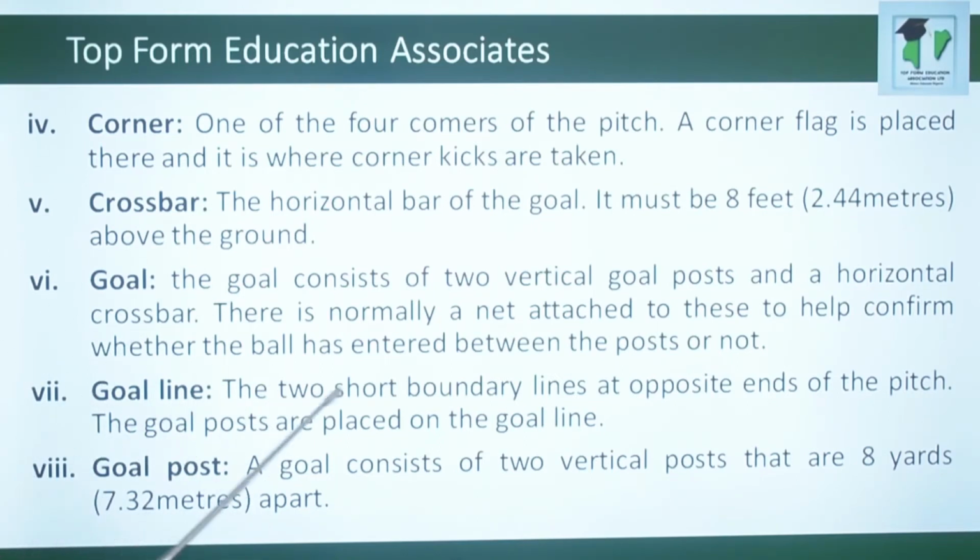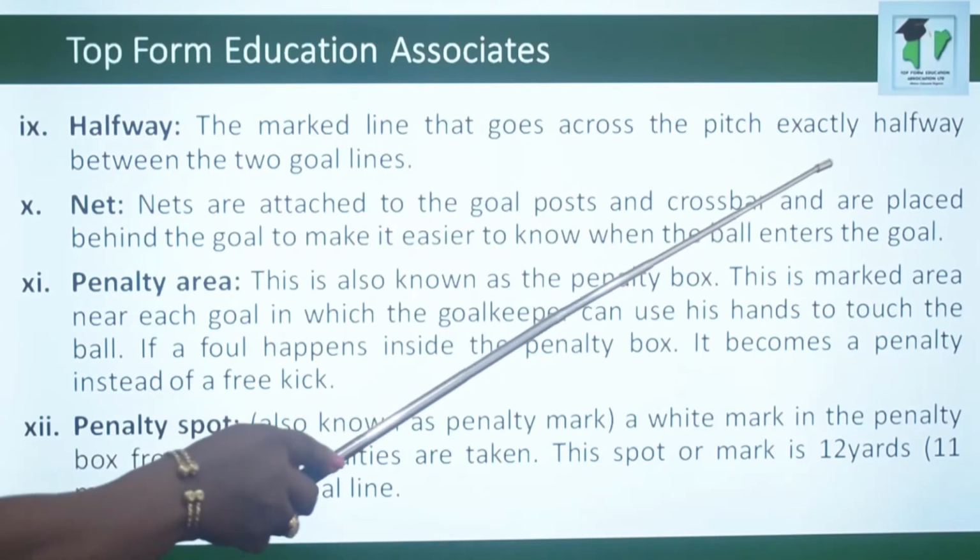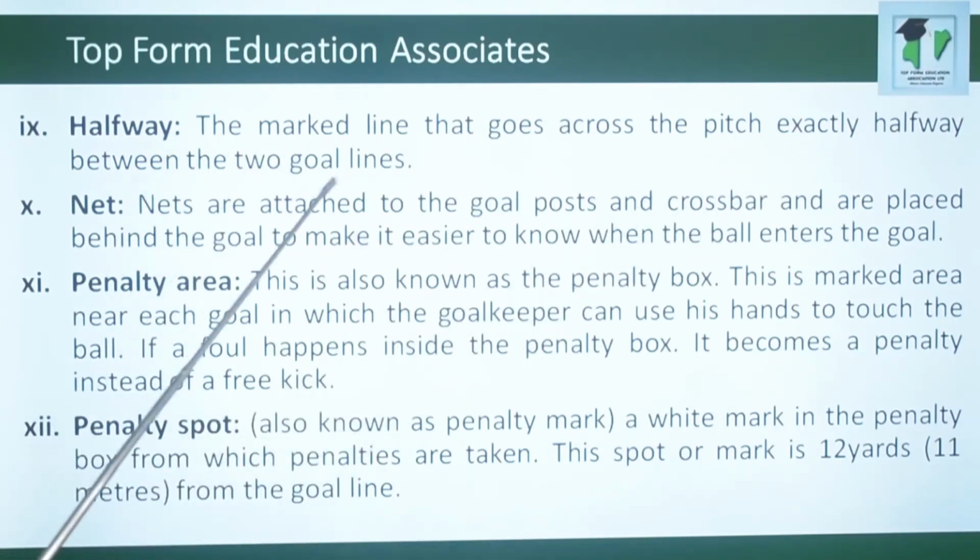Goal line. The two short boundary lines at opposite ends of the pitch are called the goal line. The goal posts are placed on the goal line. Number 8, goal post. A goal consists of two vertical posts that are 8 yards, that is 7.32 meters, apart. 9, halfway. The marked line that goes across the pitch exactly halfway between the two goal lines is called the halfway.